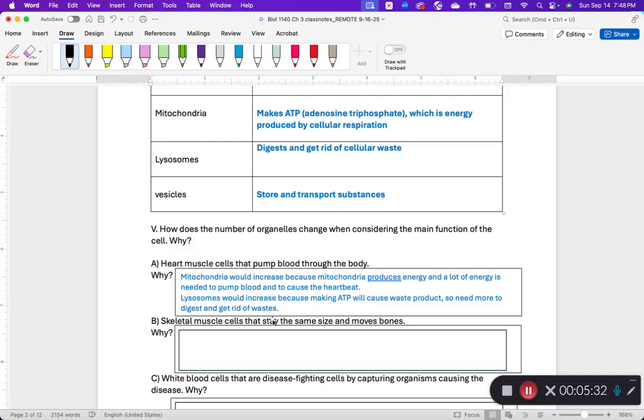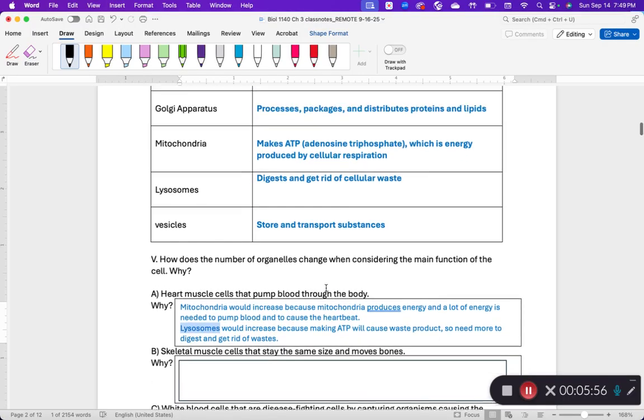Another answer could be this one. Lysosomes could be another answer. Lysosomes will increase because making ATP will cause waste product, so we need more lysosomes to digest and get rid of waste.